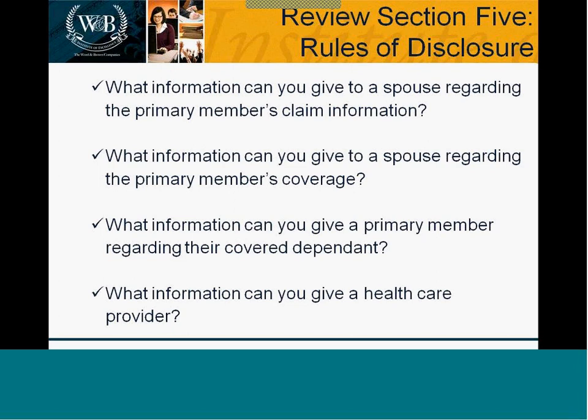Some pointers. What information can we give to a spouse regarding the primary member's claim? Well, on the disclosure matrix, you saw that we can give anything to a spouse as long as we can confirm that the spouse is on the account, with the exception of specific diagnoses. That's the same question twice. What about their covered dependent? Well, it depends. Is it an over-age or underage dependent?